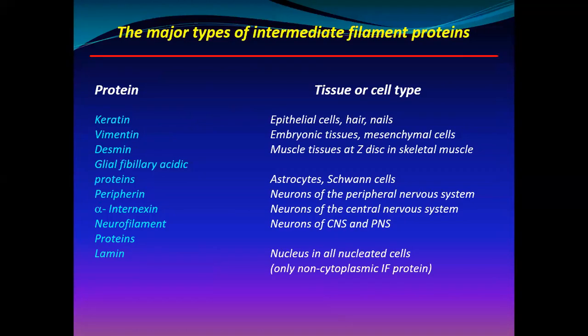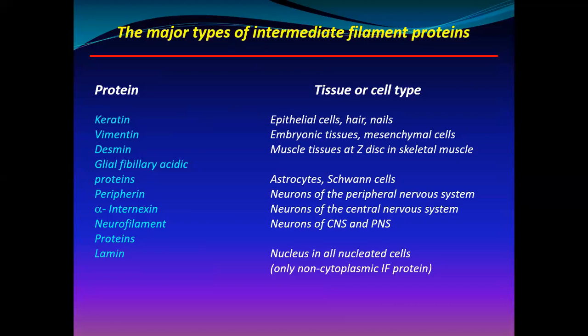Now somebody asked a question, then this is the answer. The major types of intermediate filament proteins: in epithelial cells, hair and nail, the protein is keratin. In embryonic tissue, mesenchymal cells, vimentin. In muscle tissues, at the Z disc, desmin. You will study that later on in muscle.